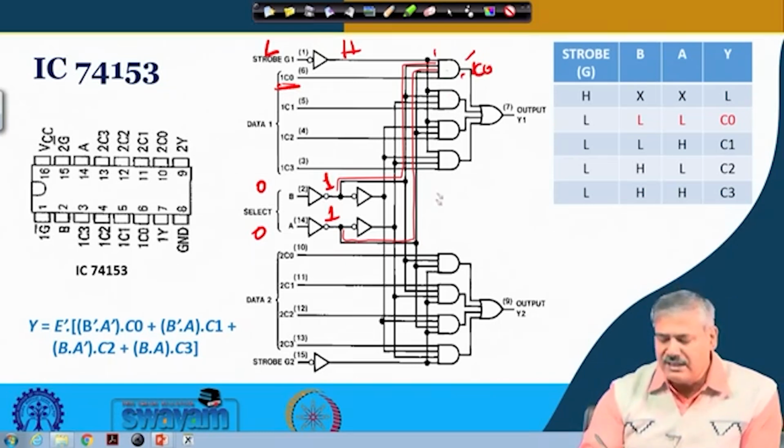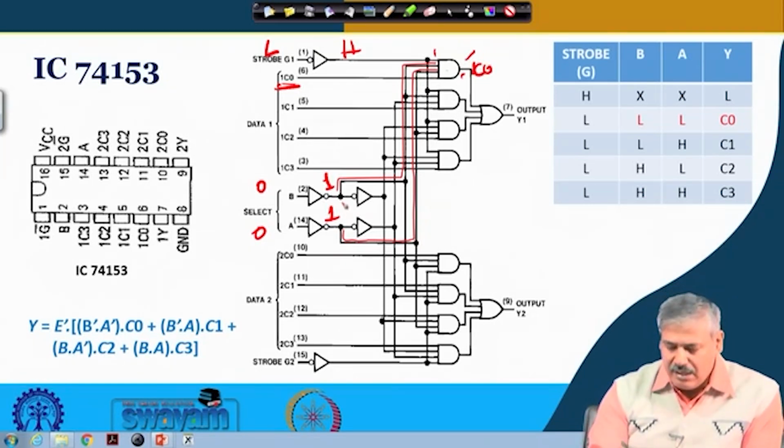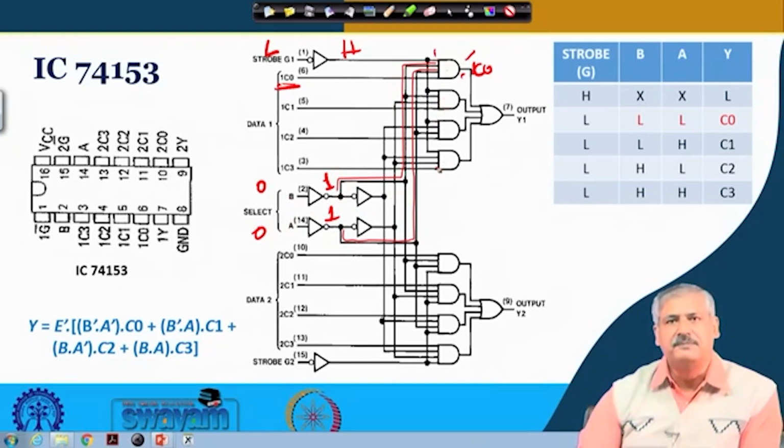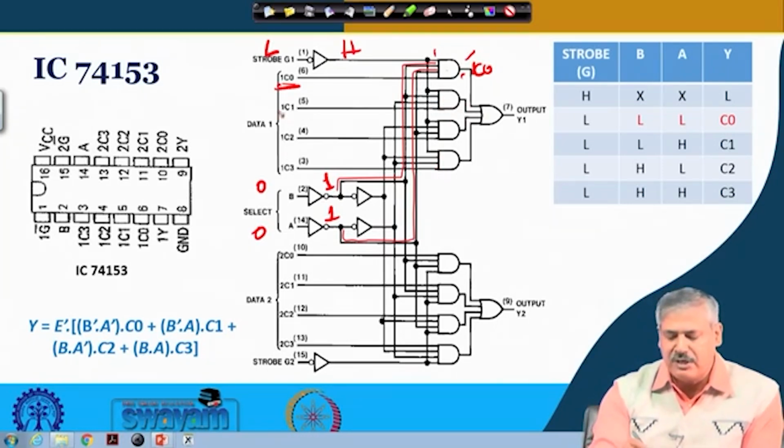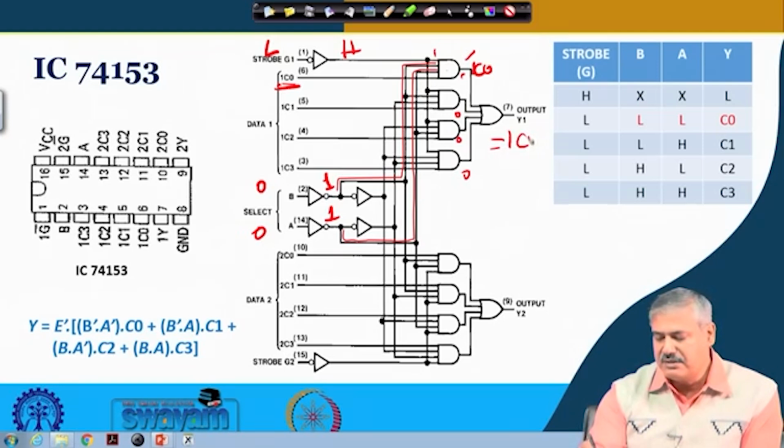And for all the other AND gates, you will see these select inputs are connected in such a manner that one of them is 0. One of them being 0 means irrespective of whatever the data inputs are, each of these outputs is 0. So, what will be the output then? It is 1C0.